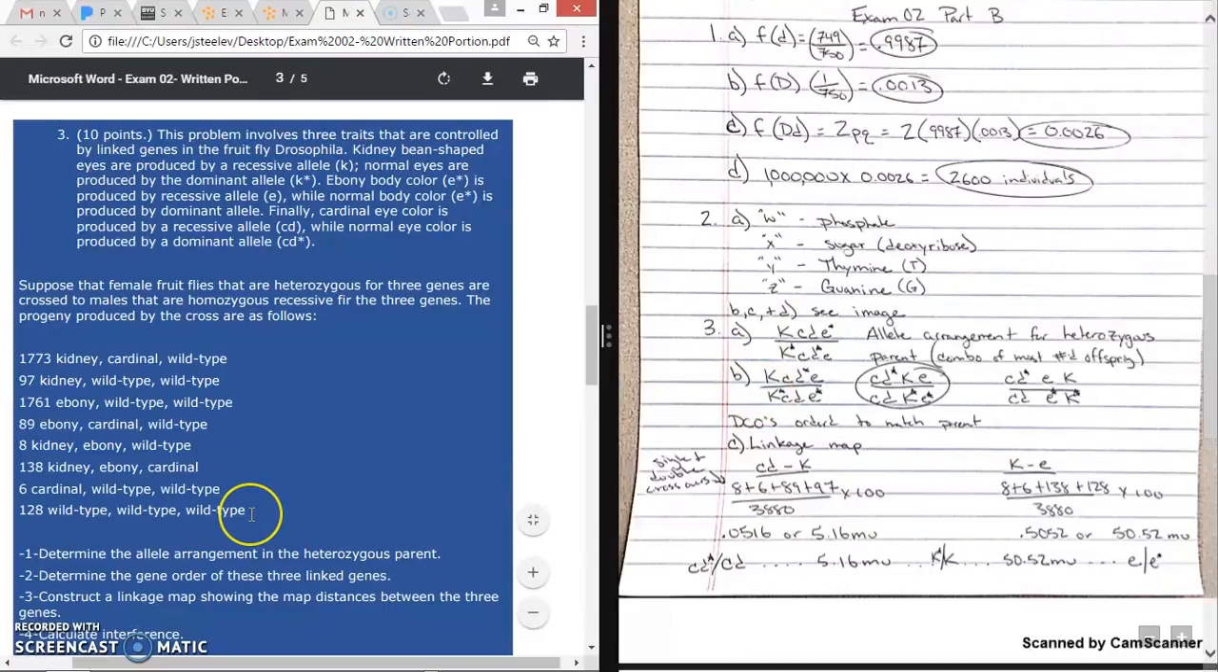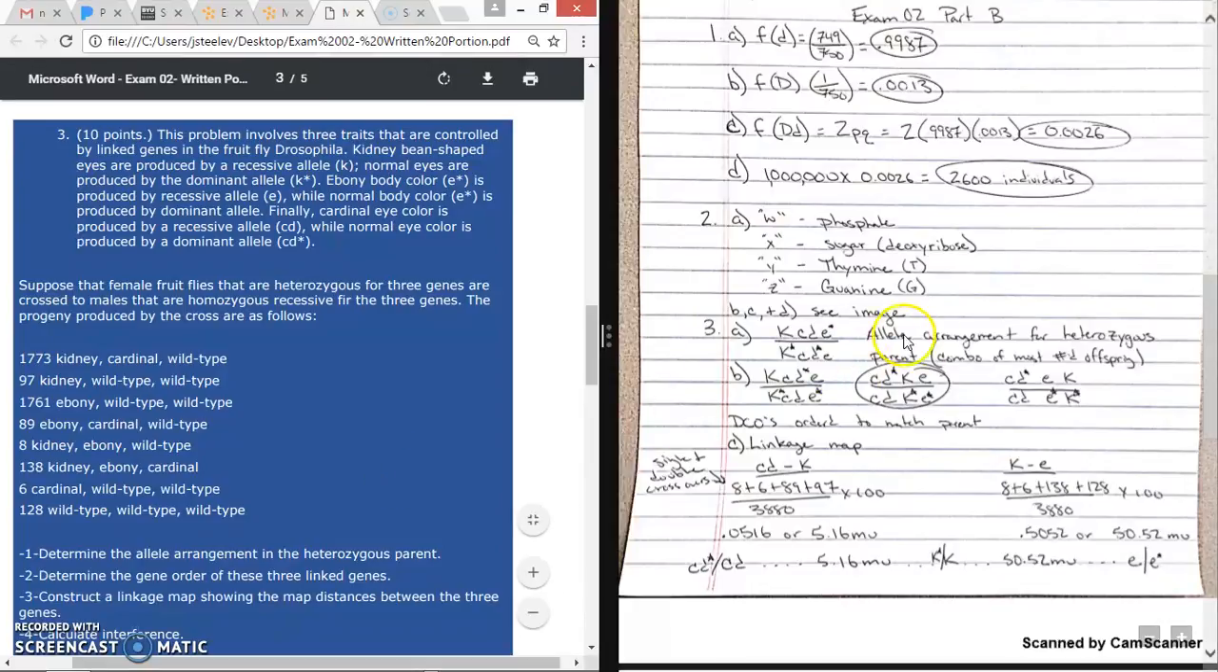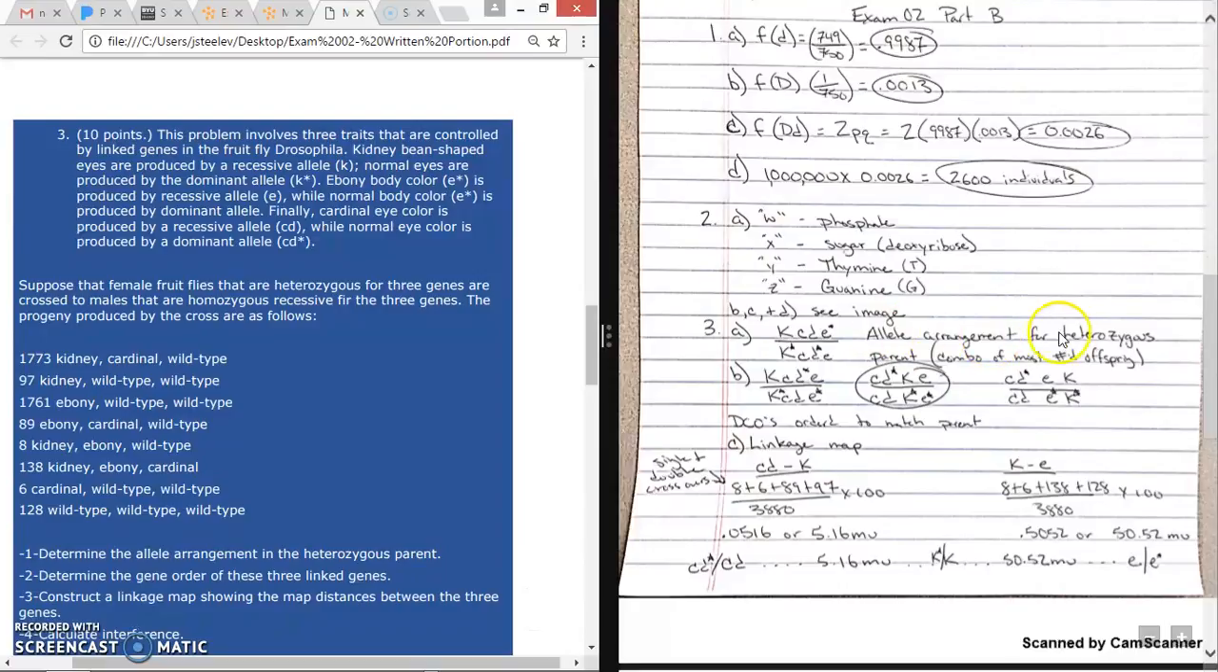So for part B, determining the gene order of these 3 linked genes, you're going to want to take, oh sorry, I explained A wrong. The allele arrangement for the heterozygous parent is the combo of the most common offspring. So that's the 1773, the 1761 right there.